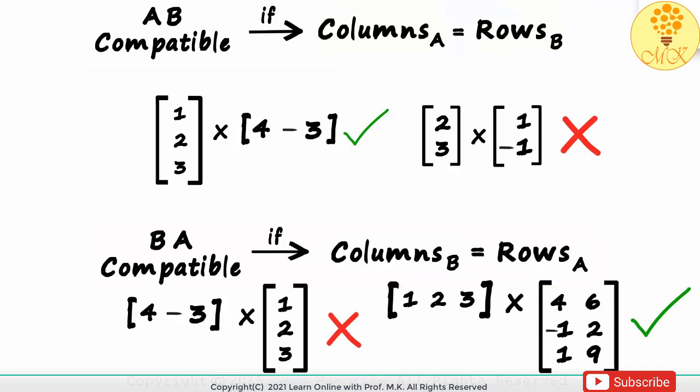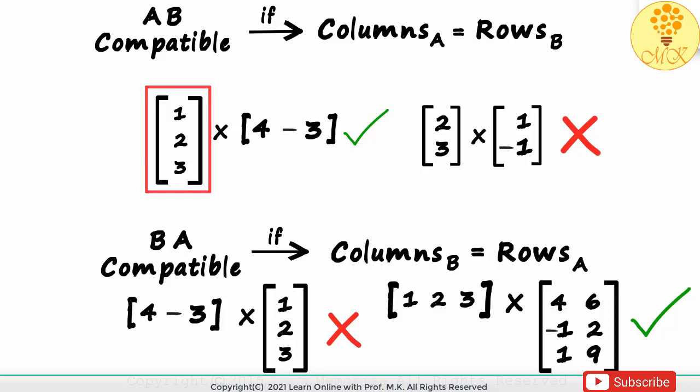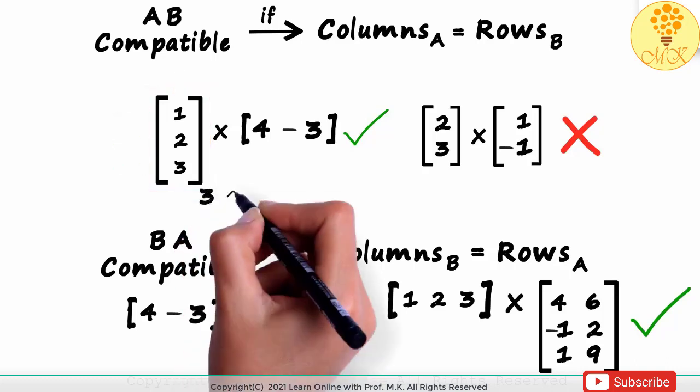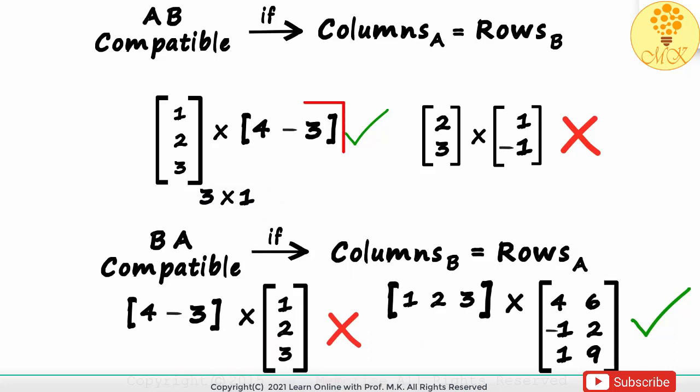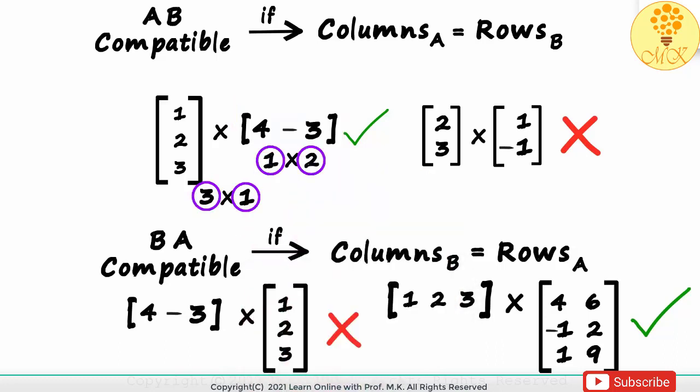A good way to find out if multiplication is possible is by writing the order of the matrices. Let's see how it helps us. Look at the first example. The first matrix has 3 rows and 1 column. Its order will be 3 by 1. The order of the second matrix will be 1 by 2. We see 4 numbers here. Multiplication is possible only if the second and the third numbers are equal. 1 is equal to 1.